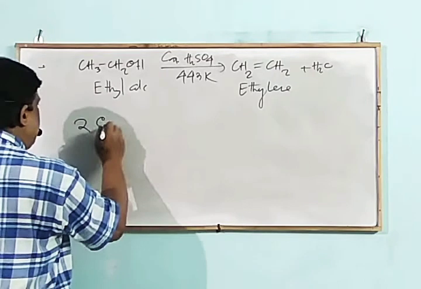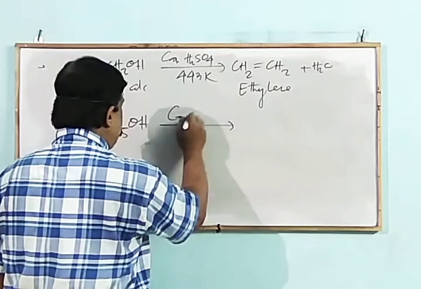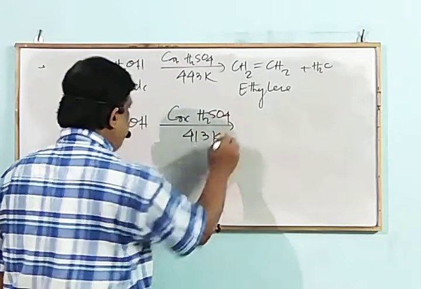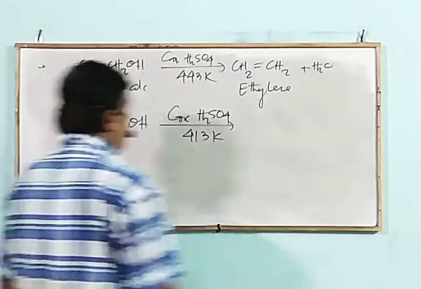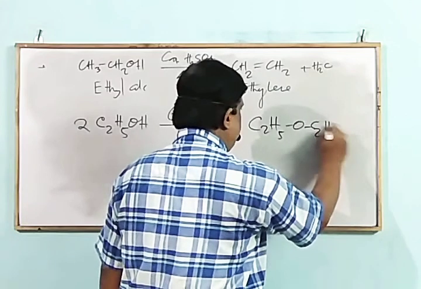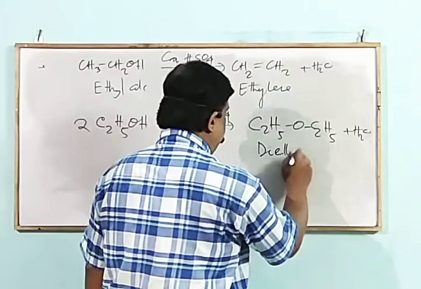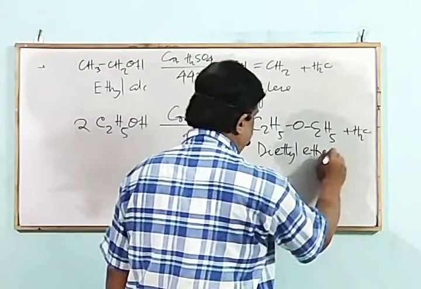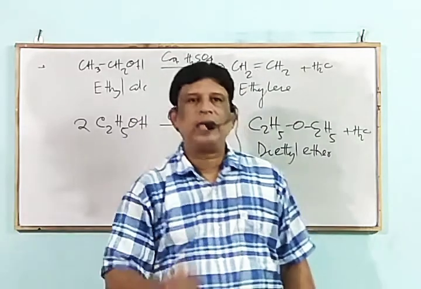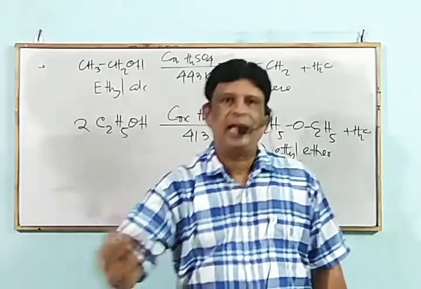Similarly, when ethyl alcohol is heated with concentrated sulfuric acid at 413 Kelvin, it is dehydrated to form diethyl ether. Its name is diethyl ether. These are some common examples which verify that concentrated sulfuric acid behaves as a dehydrating agent.